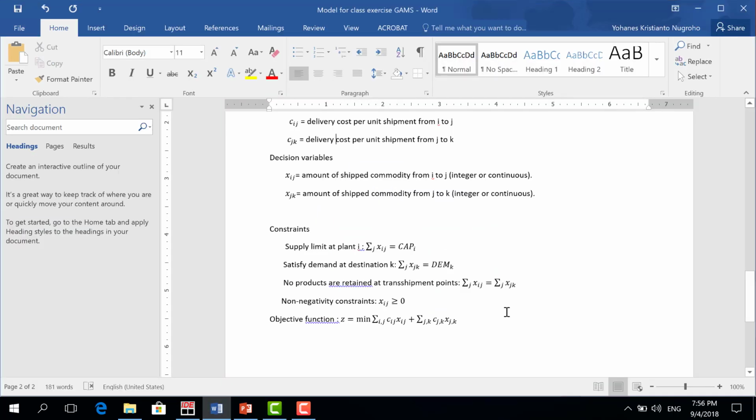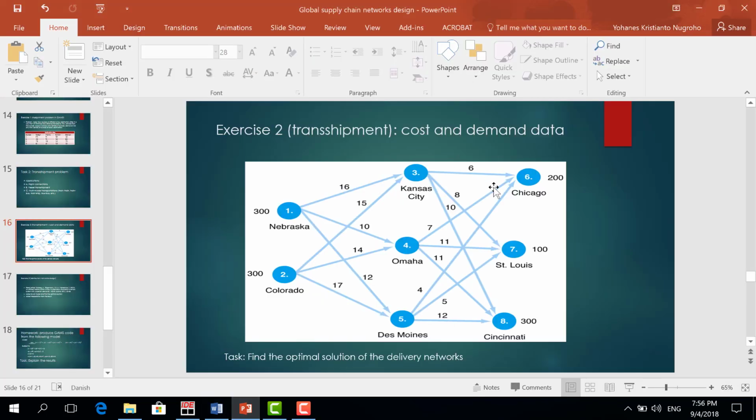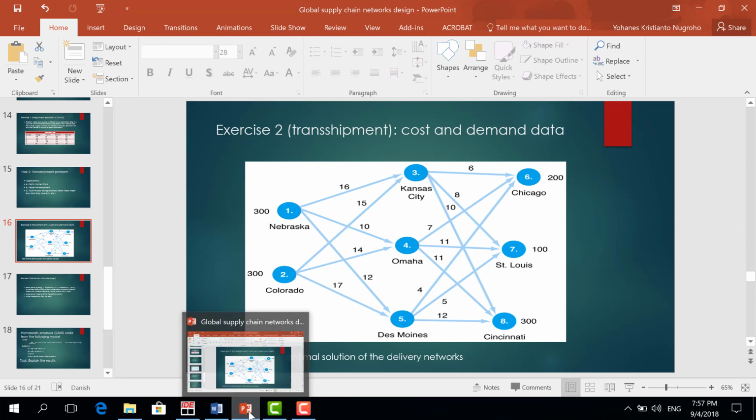And there is no product retained at transshipment points. Why? Because we do not allow that product, after the lead time completed, still left in Kansas or Omaha or Des Moines because there is no sufficient capacity. It is not allowed. So all product from Nebraska and Colorado must be 100% submitted to Chicago, St. Louis, and Cincinnati. And there is no way to dissatisfy these three final product points.